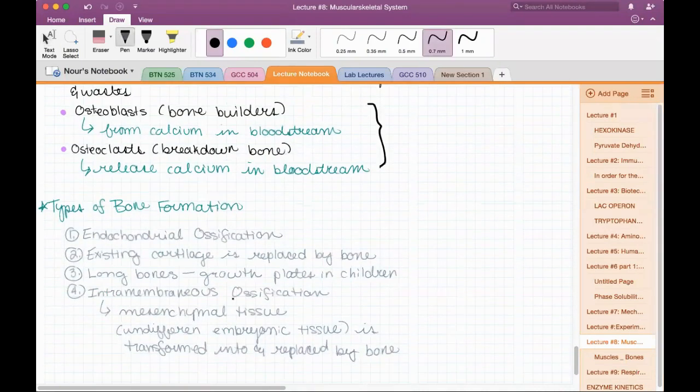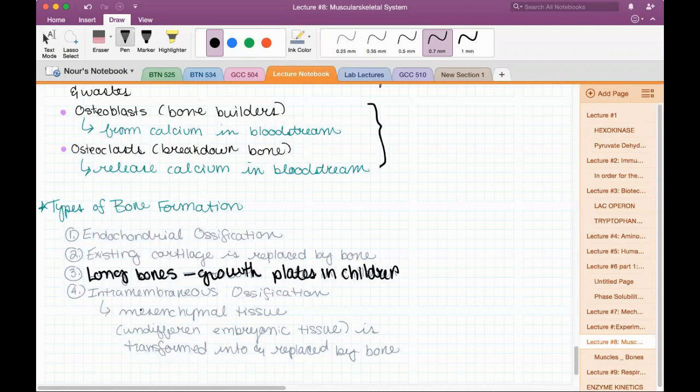Types of bone formation. There's endochondral ossification. You can take existing cartilage and replace it with bone. Another way of making bones is in long bones, with growth plates in children. Remember I talked to you guys about gigantism and dwarfism? They are basically when these growth plates close too early or too late. They have to close at some point when you're growing. They're found in long bones. So this is another way of bone formation.